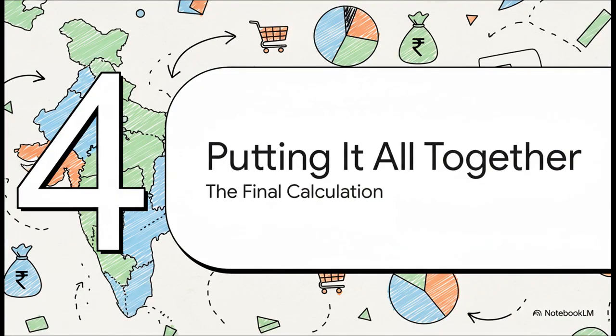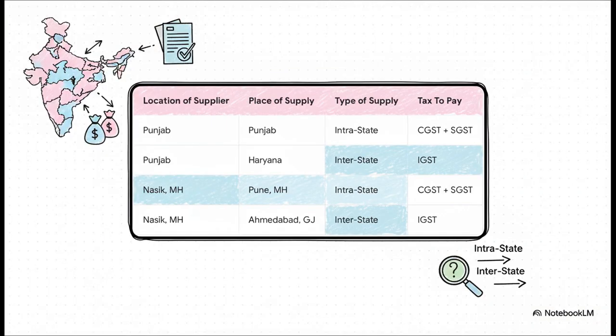Okay, we've broken down the rules for goods, and we've navigated the tricky world of services. Now, let's connect all the dots and see how this determines the final tax you actually have to pay. This little table here shows how simple the final logic is once you have the two key addresses. Look at the first row. A supplier in Punjab sells to a place of supply that is also in Punjab, same state. That's intrastate, so they charge CGST and SGST.